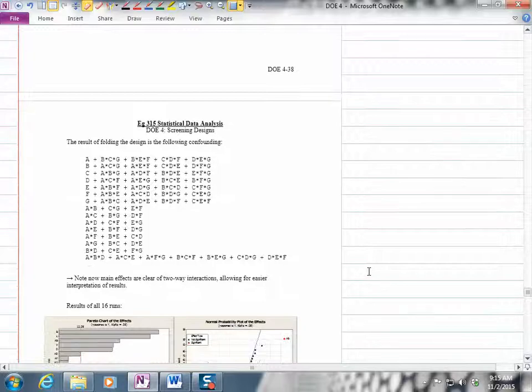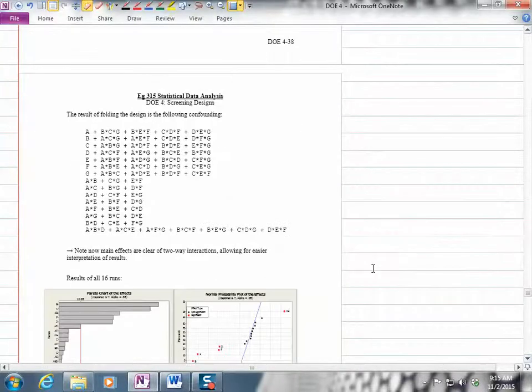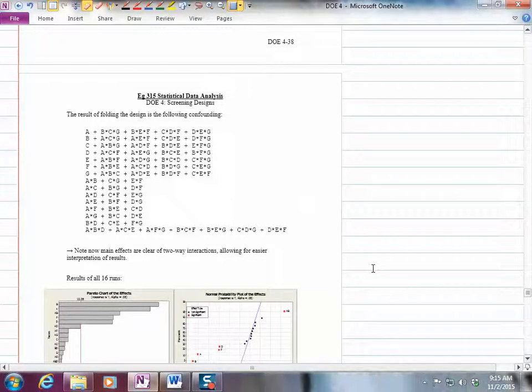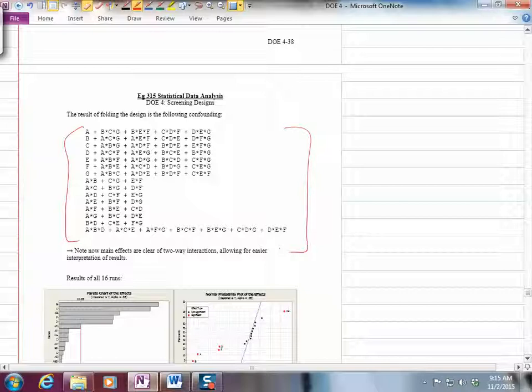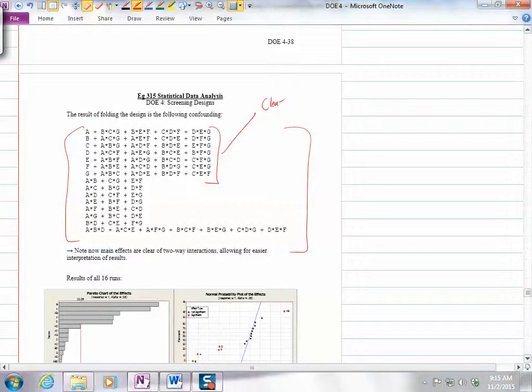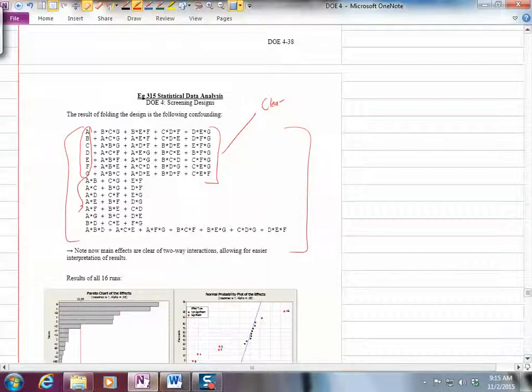So now when you look at the whole set of 16 runs, the first set of 8 runs, the second set of 8 runs, and say, what is the confounding pattern of the design after we fold it over? Notice this thing. The main effects are only confounded with 2A interactions. The 2A interactions are still confounded with themselves. And we've got one guy that's just a jumble of higher order interactions.